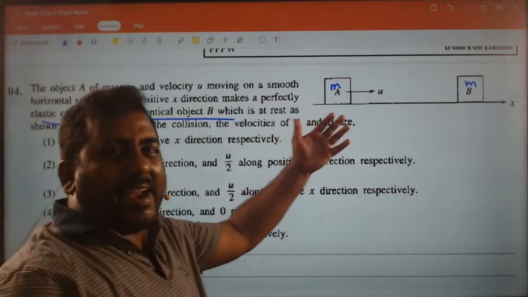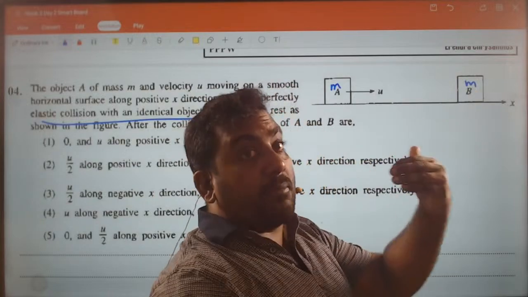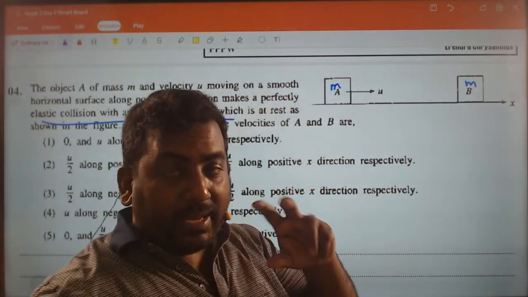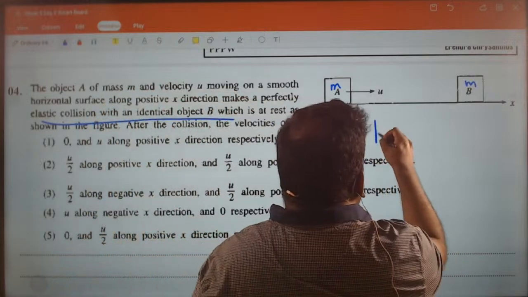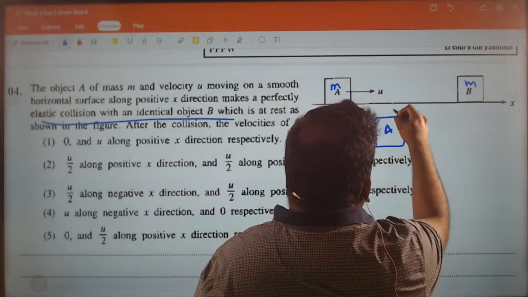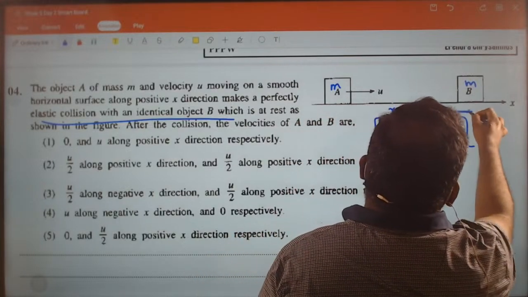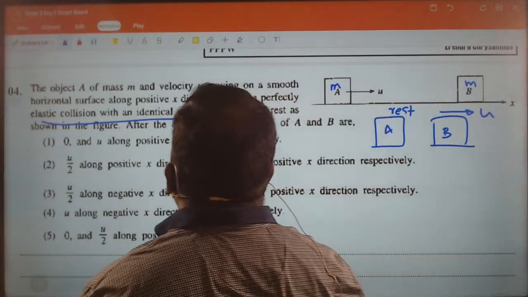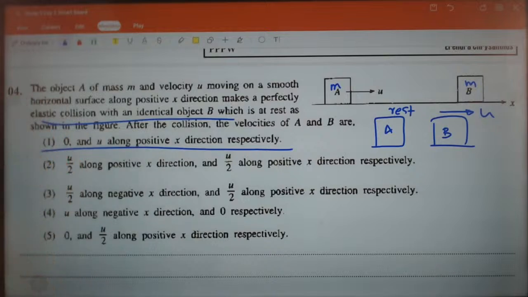Now this you have done many times. Equal masses means maximum transfer of kinetic energy. That means A will stop. B will start traveling with the velocity u. So the correct answer is answer number 1.